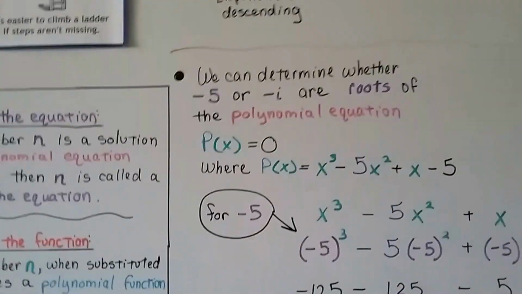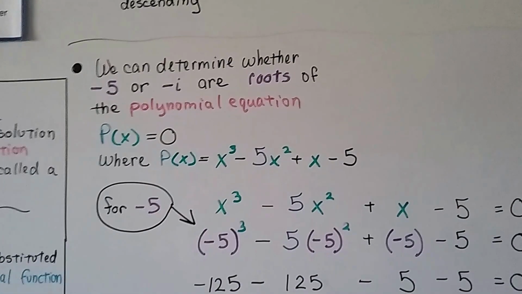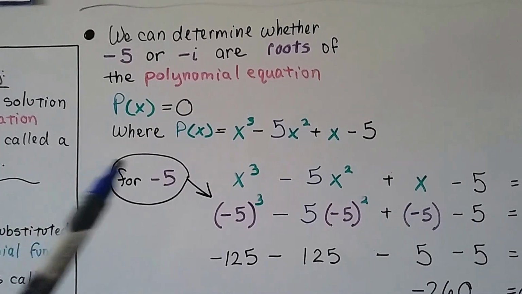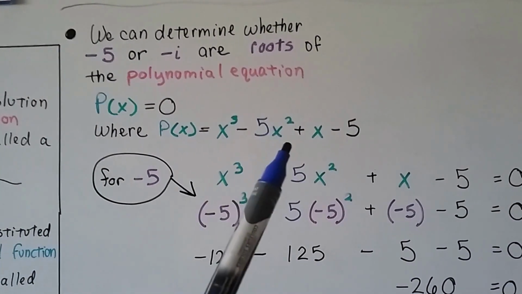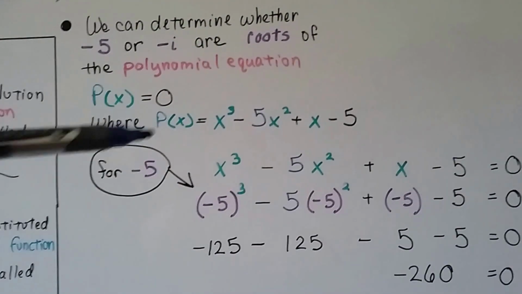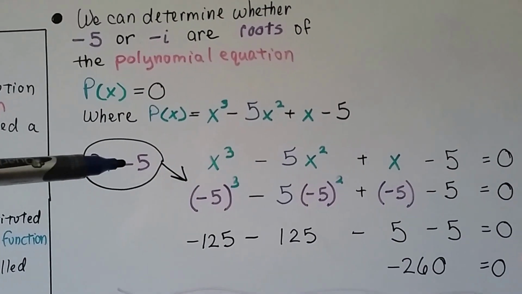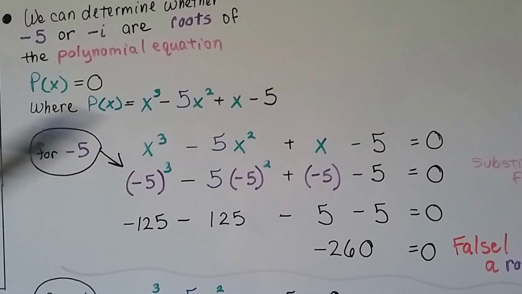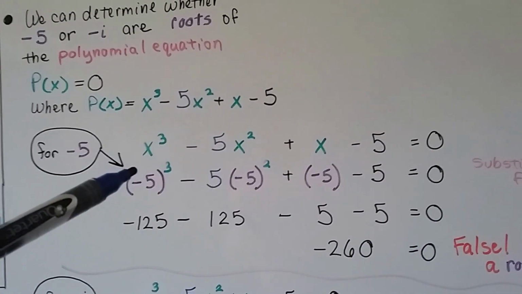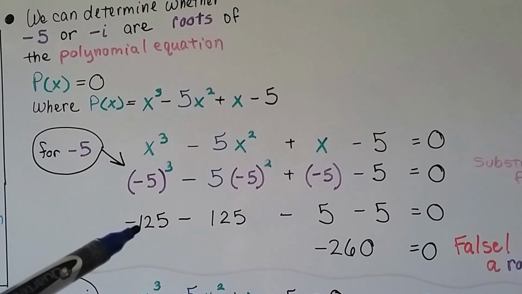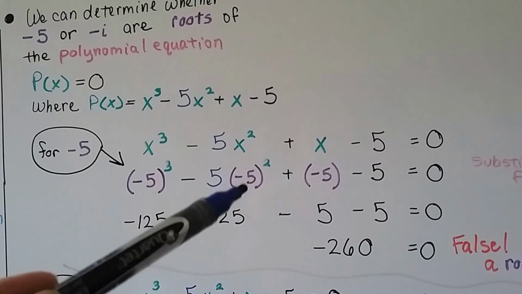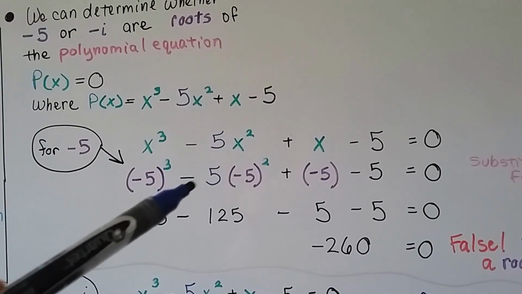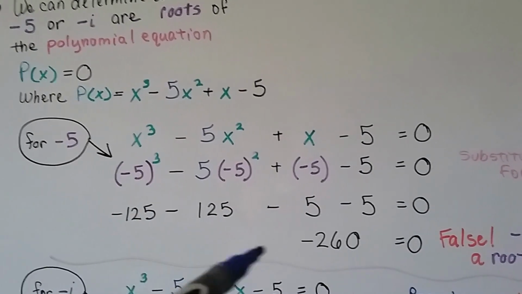So we can determine whether the inverse of 5, negative 5, or the inverse of i, negative i, are roots of the polynomial equation p of x equals 0. So where p of x equals x to the third minus 5x squared plus x minus 5, wherever there's an x, we're going to put this negative 5. So we've got x to the third here, so we're going to put a negative 5 to the third. Well, negative 5 times negative 5 is positive 25 times negative 5 is a negative 125, isn't it? We put it in place of the x squared. We got negative 5 squared. That gives us a positive 25. And when we multiply it by this negative 5, we get minus 125.